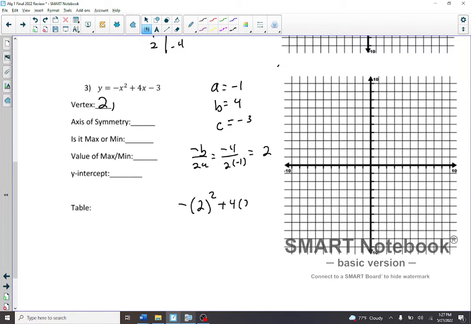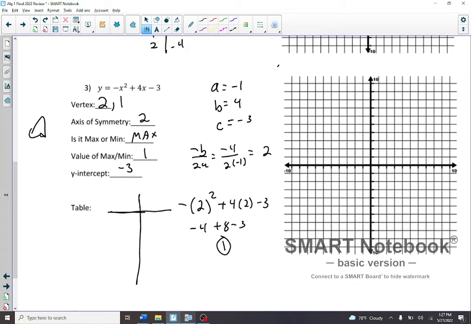Plus 4 times 2 minus 3. -4 plus 8 minus 3. 4 minus 3 is 1. So 1 is the y value of my vertex. So the axis of symmetry is always the x of the vertex, so 2. Is it a max or min? In this case, because the a is negative, it should look like this. So it's a max. The value of max and min is just the y value, which is 1. The y-intercept is my c value, which is -3 in this case.